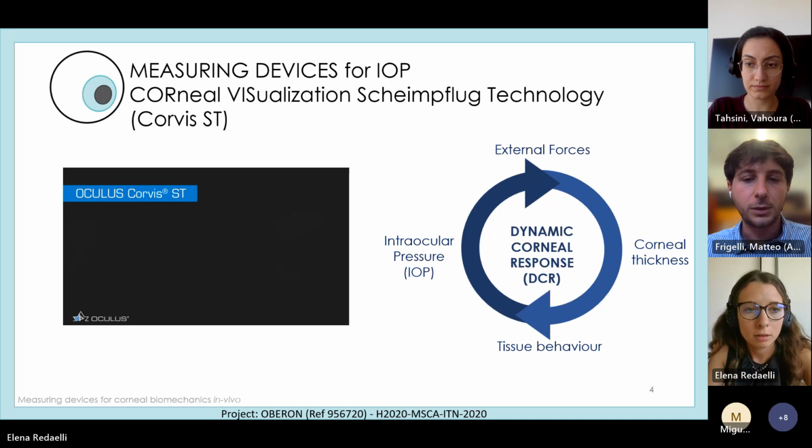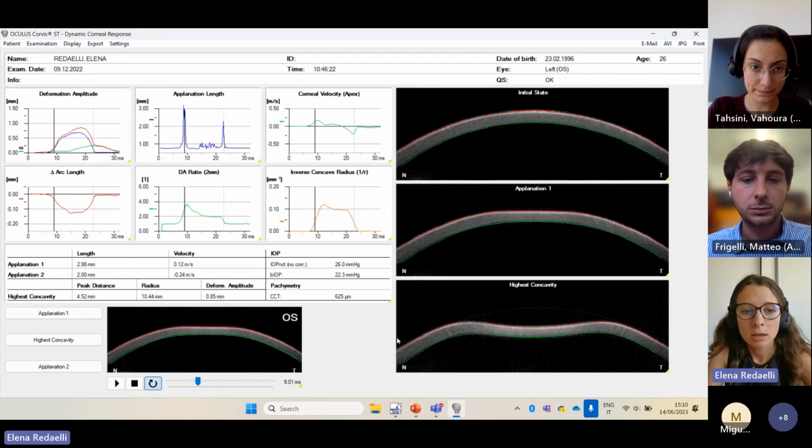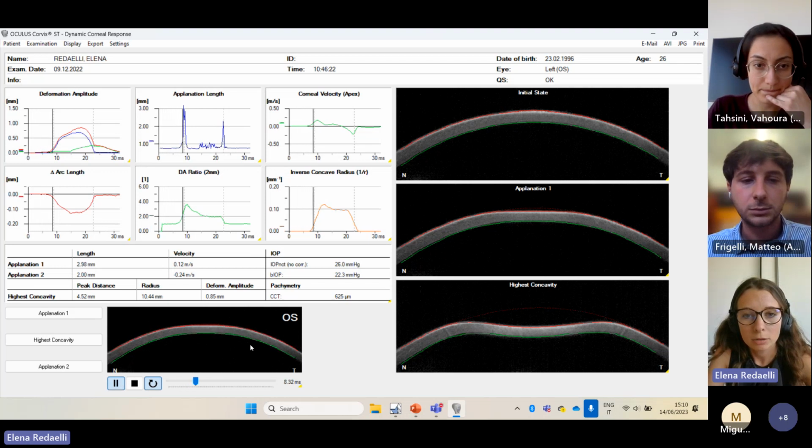And I want to show you the results of my examination. You can see here the deformation of my eye during the air puff.